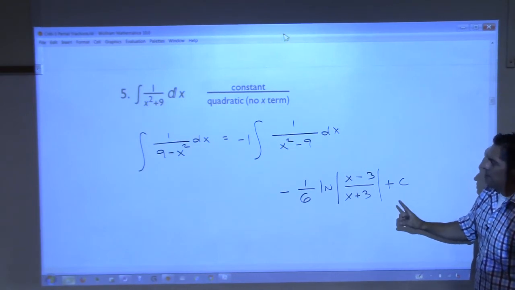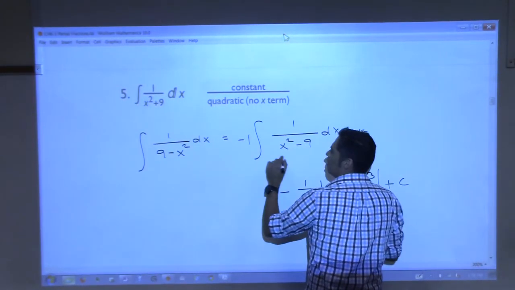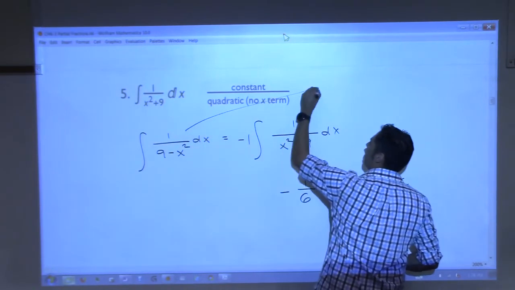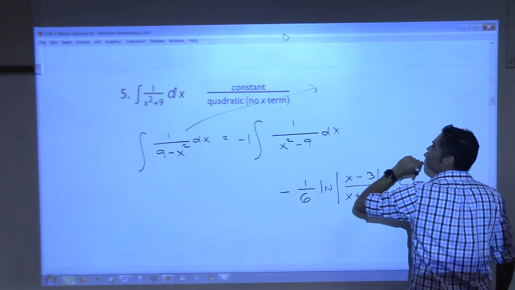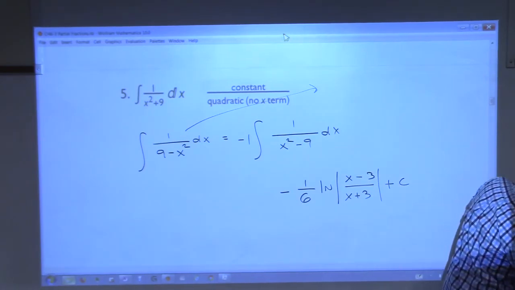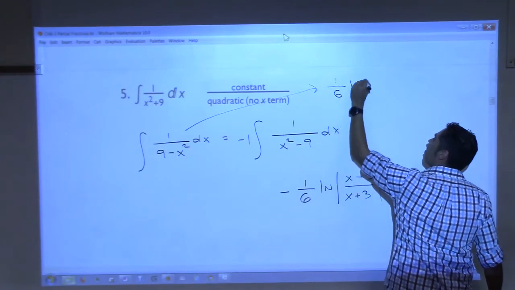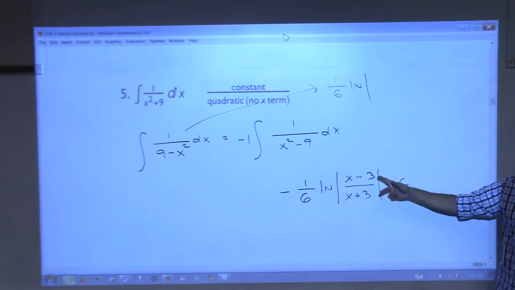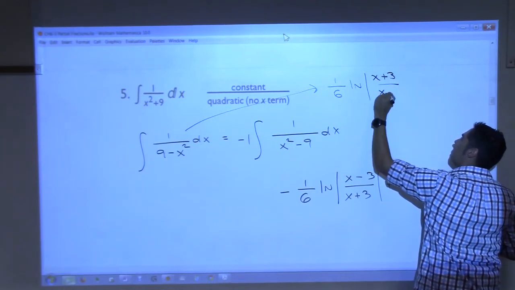Now check this out. What would you have gotten if you would have used formula 19? If you said, you know what, I'm going to use formula 19, I'm not pulling the -1 out. What would you have gotten according to the formula? 1 over 2a, so you'd still get 1 over 6, natural log, and you said what? These two are flipped, aren't they? So it would be x plus 3 over x minus 3.